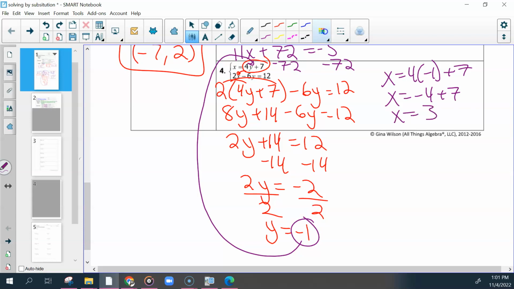So then our ordered pair, be careful here because we solve for y first, not x, but it still needs to be x, y. So our answer would be what? 3, -1. Questions so far?